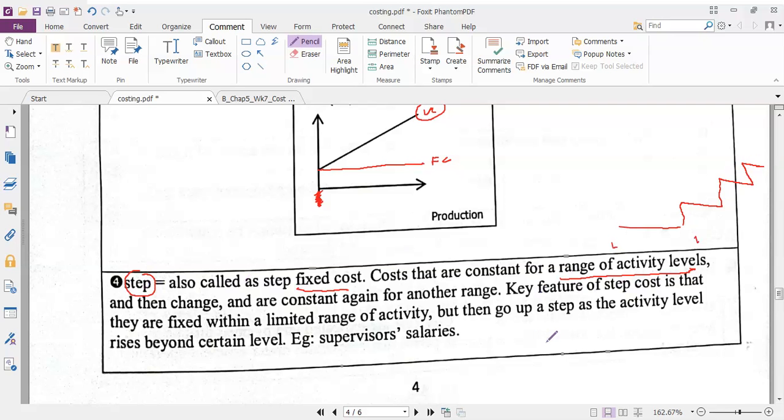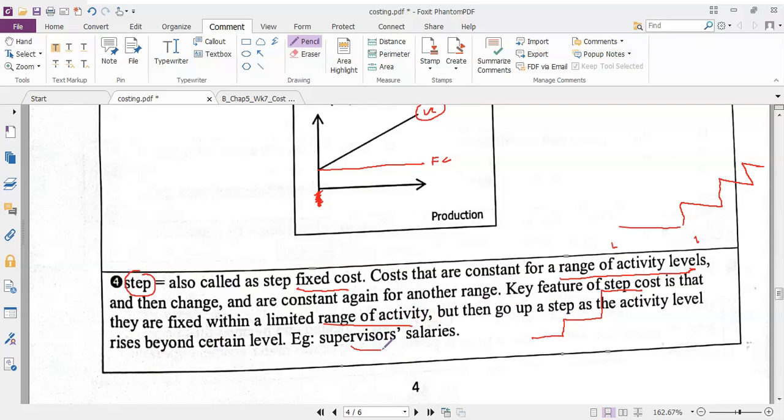Okay, dia ada certain masa, dia fix. Lepas tu dia naik sikit. And then dia fix balik. Naik lagi, dia fix balik. Macam tu. Key feature of step cost is that it is fixed within a limited range of activity. Okay. Ada masa dia akan fix. Okay. Certain activity punya limited range dia ada yang dia fix. But then go up a step. Tapi dia akan ada satu masa tu dia akan bertambah as the level of activity rises beyond a certain level.